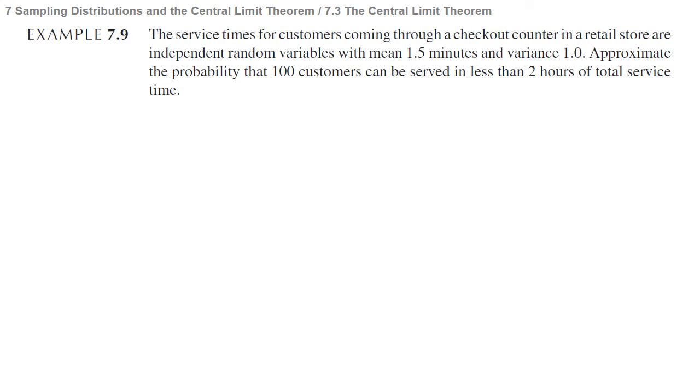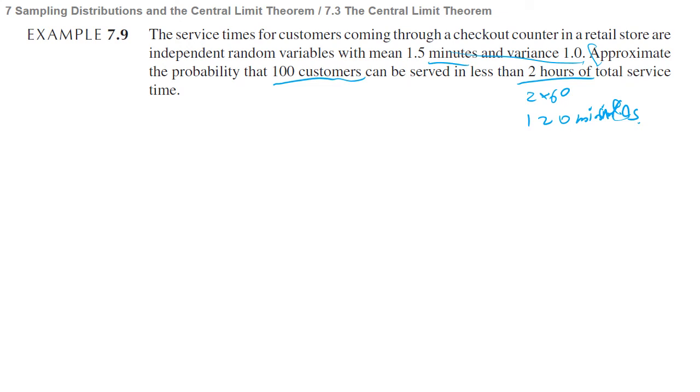Okay, let's move on to example 7.9. The service times for customers coming through a checkout counter in a retail store are independent random variables with mean 1.5 minutes and variance 1.0. And we may not know the distribution. The problem is to approximate the probability that 100 customers can be served in less than 2 hours of total service time. So we should match the time unit. 2 hours, where 1 hour is 60 minutes, so 2 times 60 is 120 minutes.